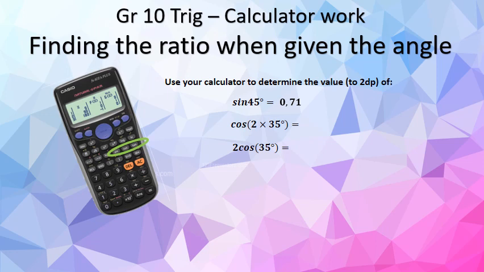So let's try cos of 2 times 35. You press cos on your calculator and you type 2 times 35. And then I guess it is safer to close your bracket. So put in that right bracket and press equal, and it will equal 0.34. Last but not least, what if the 2 is in front of the cos? Then you just press 2 on your calculator, then press cos, and then type 35. Close the bracket, equals 1.64.